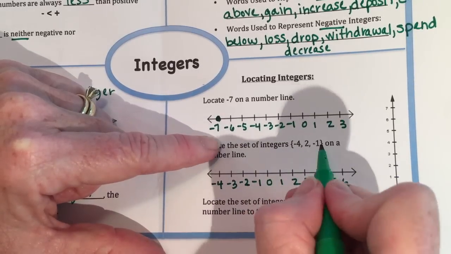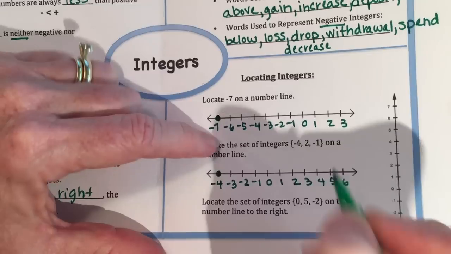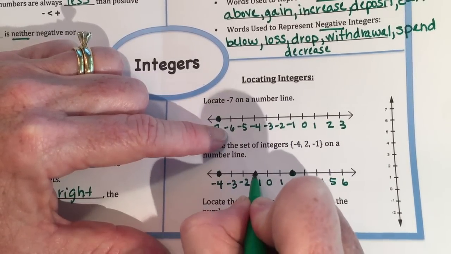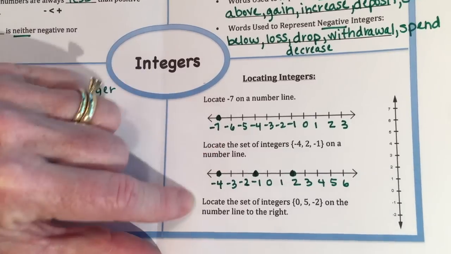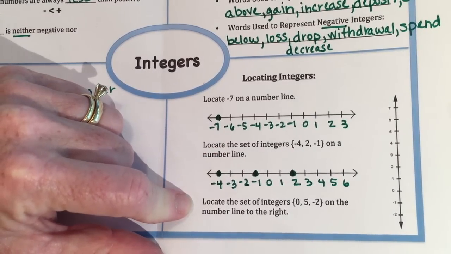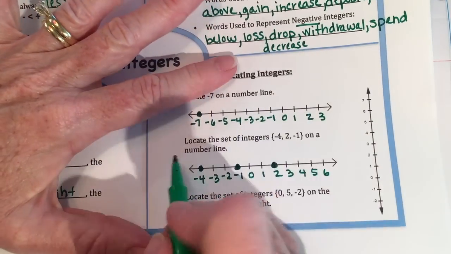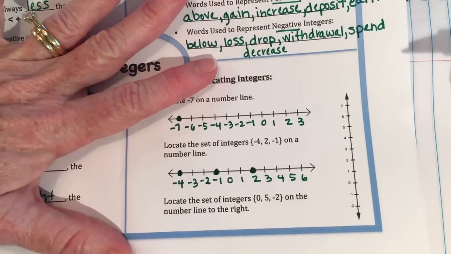So now, above each of these numbers, I should put a dot. So above the -4 on the line, above the +2 on the line, and above the -1 on the line. I'm going to graph my point. The last one says to locate the set of integers 0, 5, and -2 on the number line to the right. So you can see that these number lines are a little bit different. These are horizontal number lines. This is a vertical number line, but it works the same way.